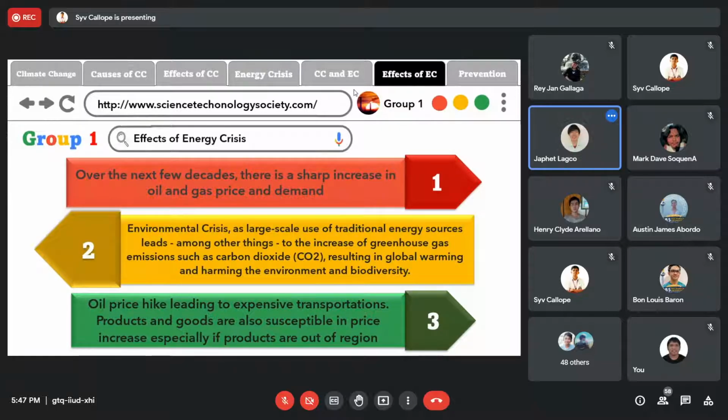For the last effect, oil price hikes lead to expensive transportation. As I said in the first effect, if the price of oil increases, it affects the price of other things related to oil. Products and goods are also susceptible to price increases, especially if products come from outside the region.